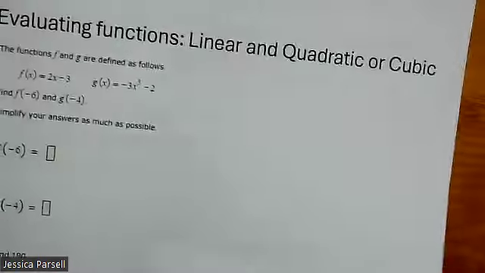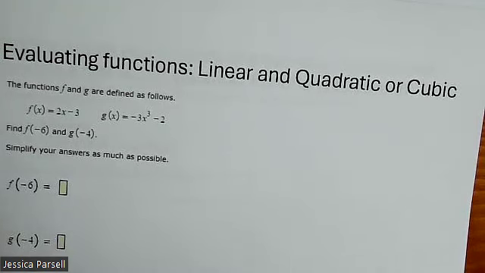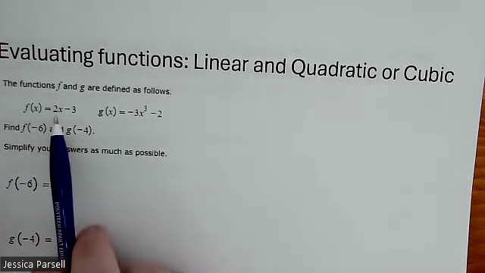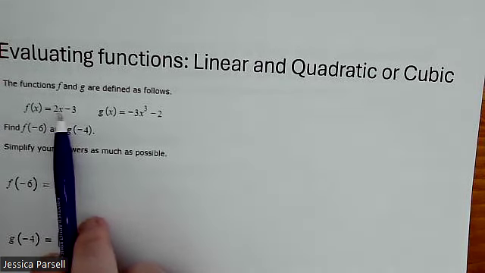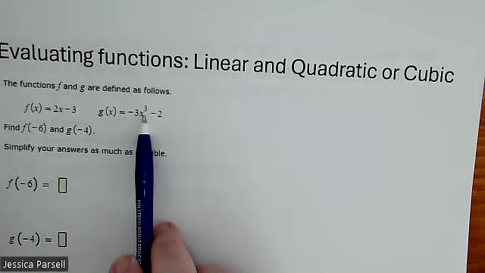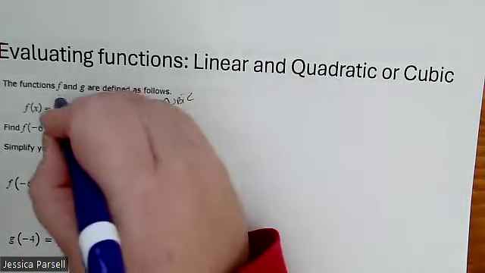Okay, we've got another one here. Evaluating functions, linear, quadratic, and cubic. Okay, let's look at this. This guy has an x, and there's only a 1 above its head, so this one's linear. This one has an x with a 3 above it, so this is cubic. So this is a cubic, this is linear.